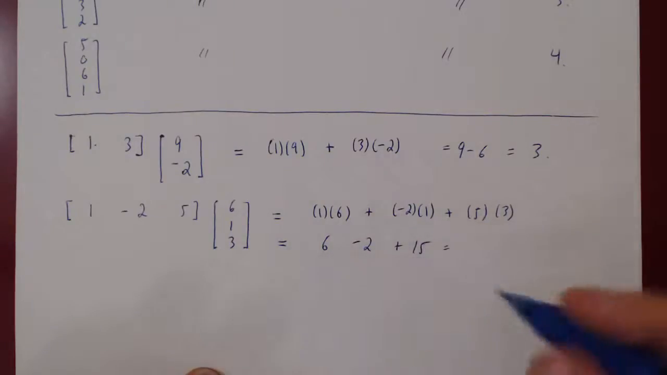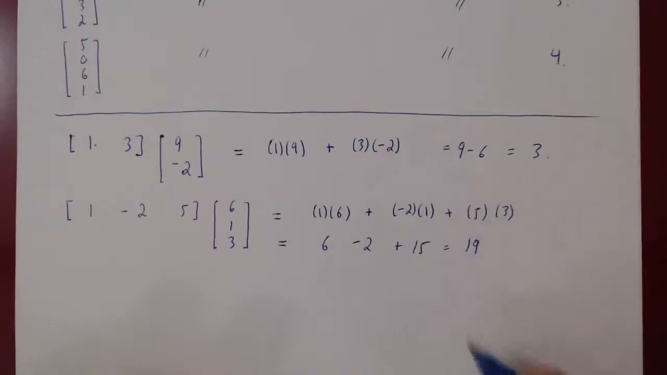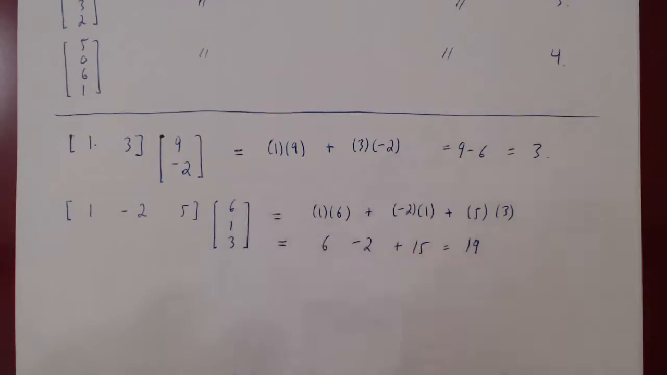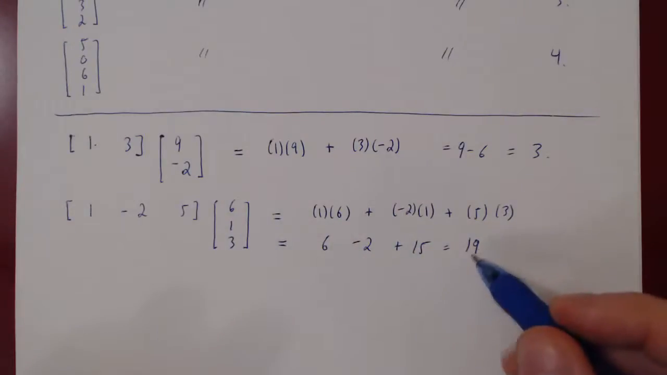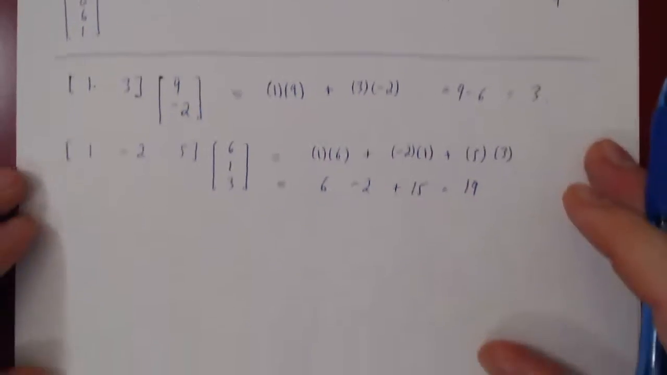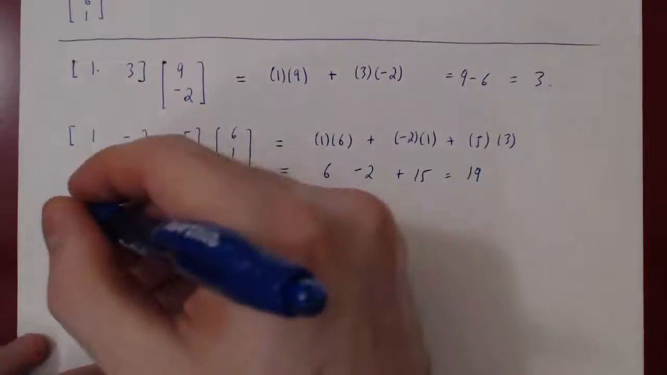6 minus 2 is 4, plus 15 is 19. And so the result of this row matrix of length 3 times this column matrix of length 3 is 19. And you see in both cases you obtain a real number. What if we tried the following?